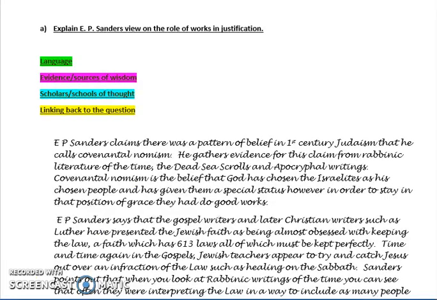So we have already shared a part A answer to a straight Luther question on justification, but this is an E P Sanders answer. And as always, as I talk you through the answer, I'm going to look at where I am using my religious language and key terms, and in particular the language of E P Sanders, where my evidence and sources of wisdom are going to come from. So I have got some little snippets of not really quotes, to be honest, but ideas from Sanders, but also some references to the letters of St. Paul. My main scholar is E P Sanders.